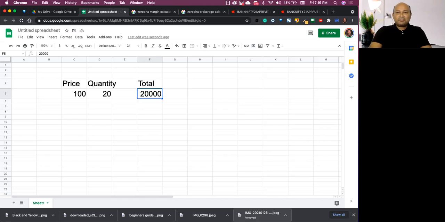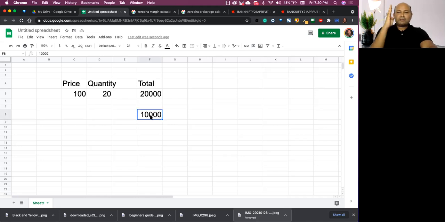So coming back to this calculation, we saw that you need a total of 20,000 rupees. Let's say XYZ broker gives you 2x leverage, 2x margin money or 2x leverage, whatever. There are so many terminologies around that. So what does that mean? That means that you can buy 20,000 rupees worth of goods for just 10,000 rupees. That is when it is 2x.